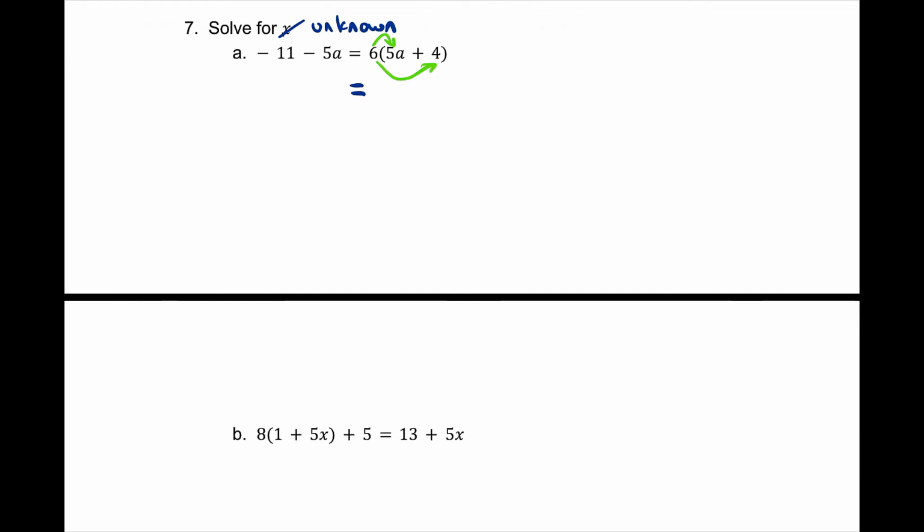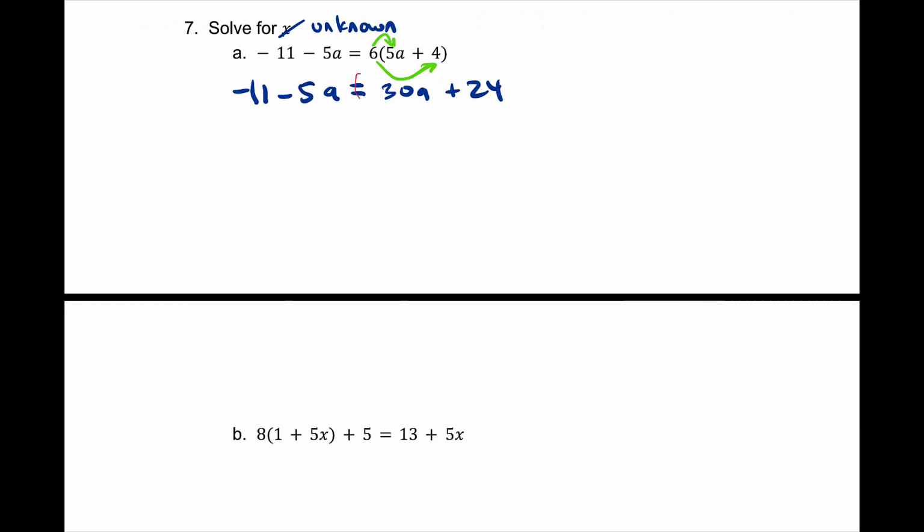On the right side, notice that we have this that we need to expand by using the distributive law. So 6 times 5a is going to be 30a. And 6 times 4 is 24. And now on the other side, I've got a negative 11 minus 5a.